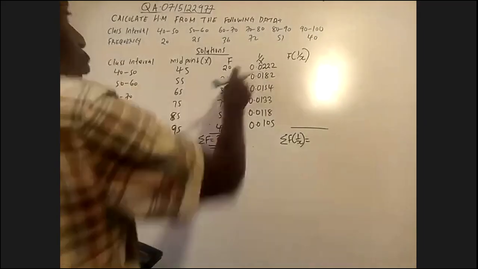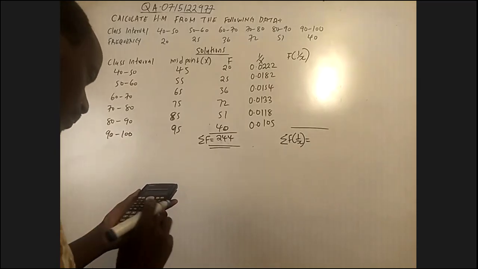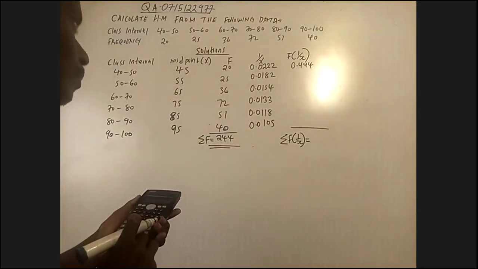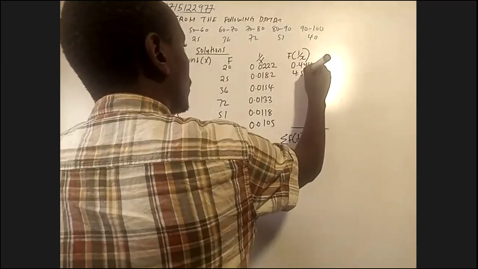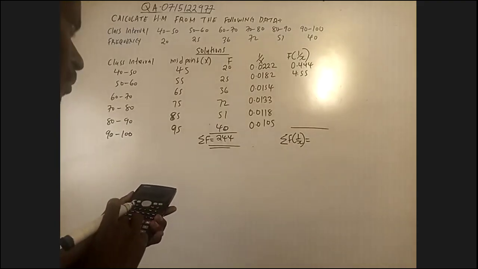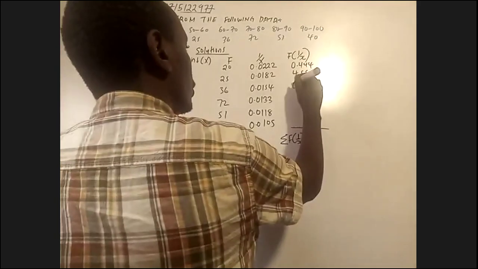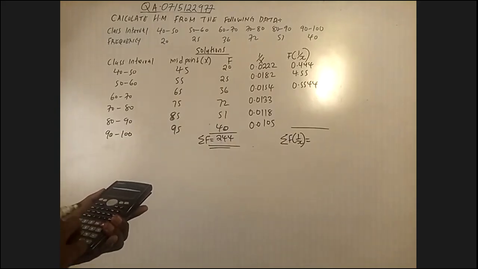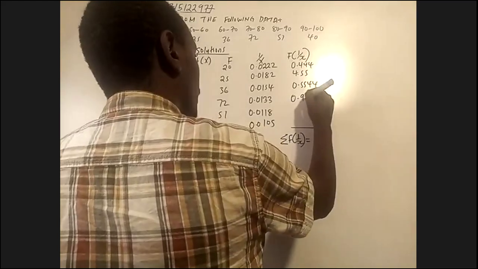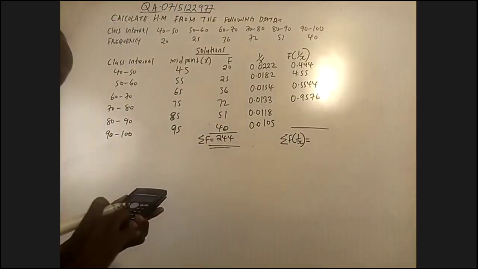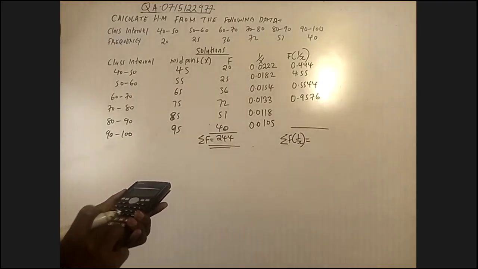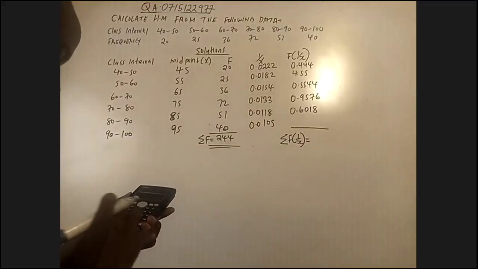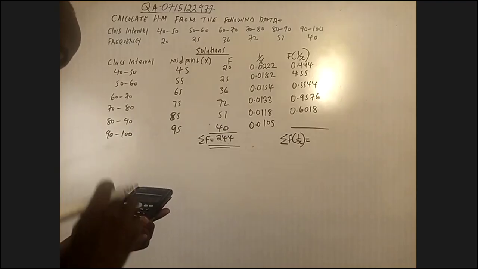Now multiply. So who times who? So 20 times 0.0222 is 0.444. 25 times 0.0182 is 0.455. 36 times 0.0154 is 0.5544. Do you get it like that? 72 times 0.0133 is 0.9576. 51 times 0.0118 is 0.6018. 40 times 0.0105 is 0.42.